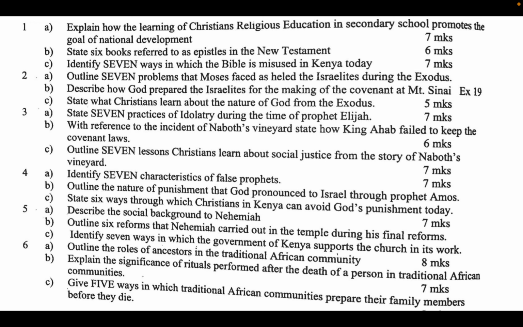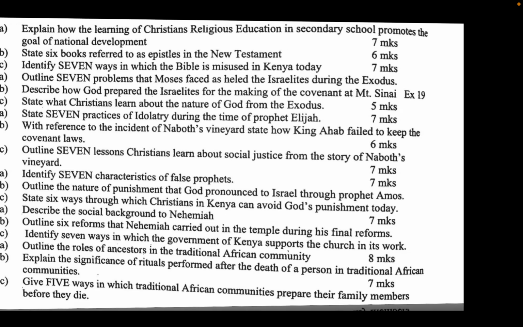Question 6a. Outline the roles of ancestors in the traditional African communities. B. Explain the significance of rituals performed after the death of a person in traditional African communities. C. Give 5 ways in which traditional African communities prepare their family members before they die.